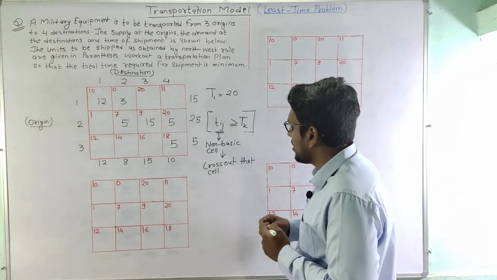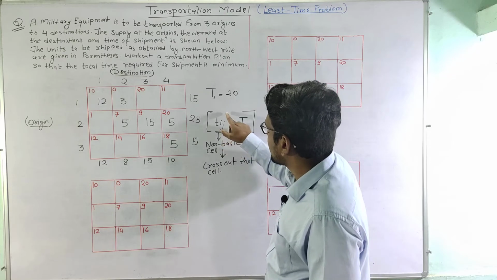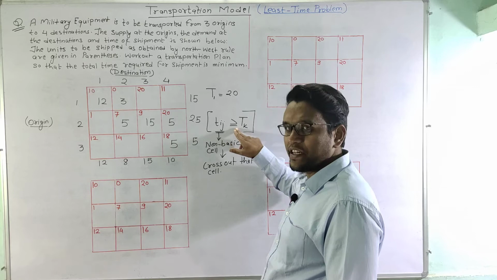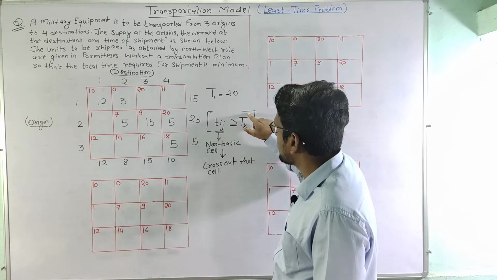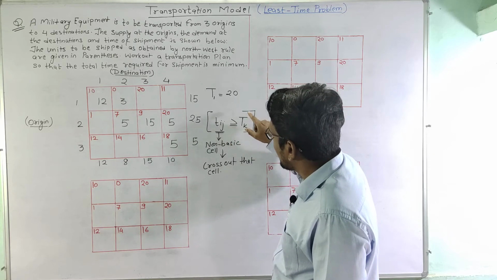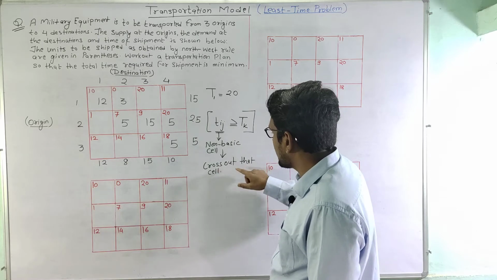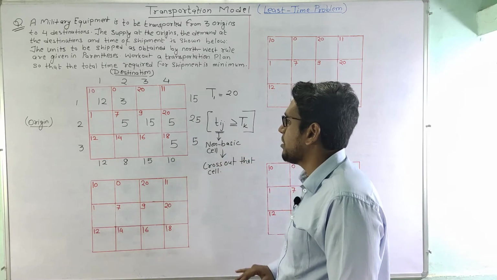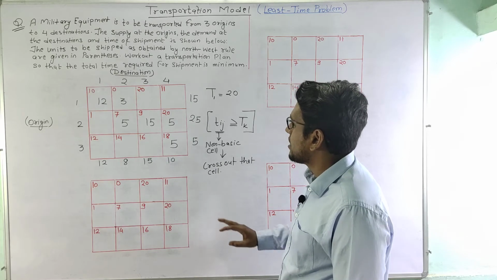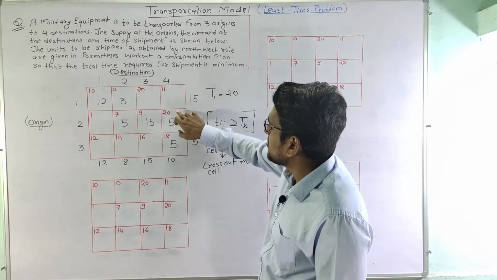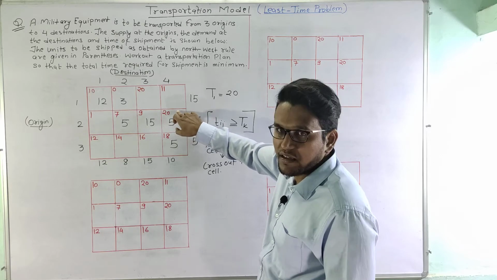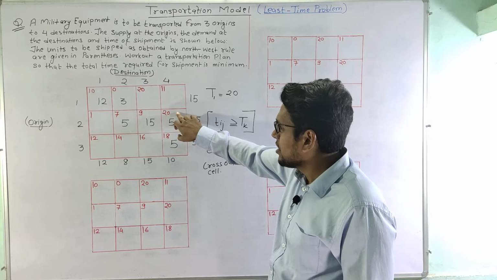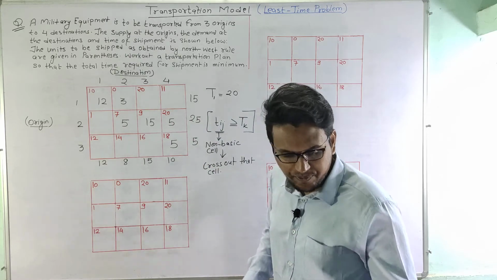Okay, so if the non-basic cell has the value Tij which is greater than or equal to our total transportation cost, then what we will do is we will cross out that particular cell. So this is the first part, and in the second part what we will do is that we will try to minimize this particular cell which is having the maximum shipment time. So let us start solving.